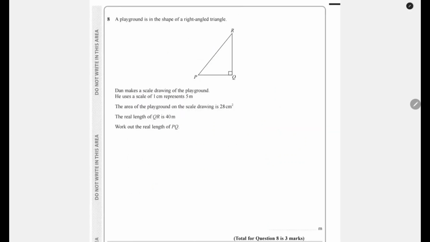Question 8 says, a playground is in the shape of a right-angled triangle. Dan makes a scale drawing of the playground. He uses a scale of 1 centimeter to represent 5 meters. The area of the playground on the scale drawing is 28 centimeters squared. The real length of QR is 40 meters. Work out the real length of PQ.